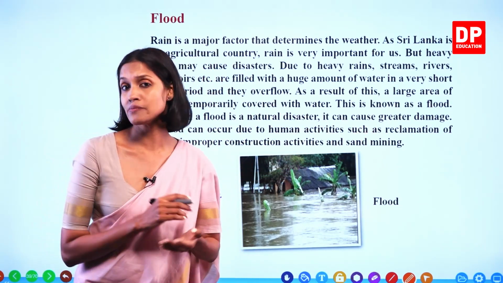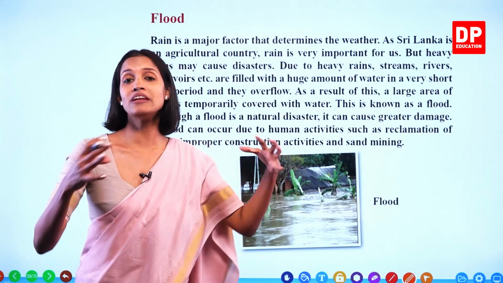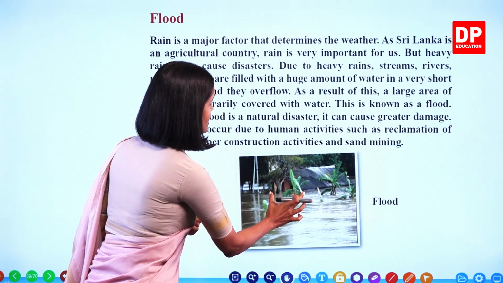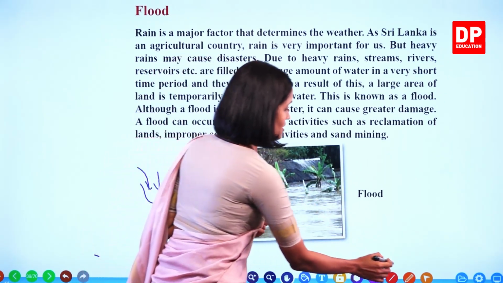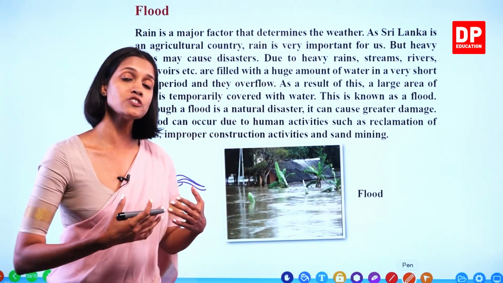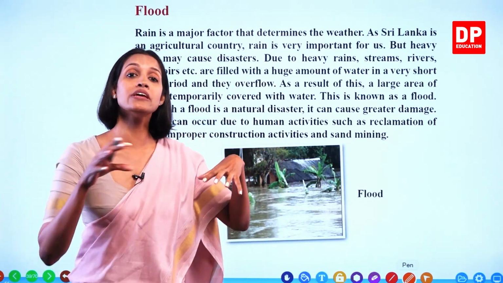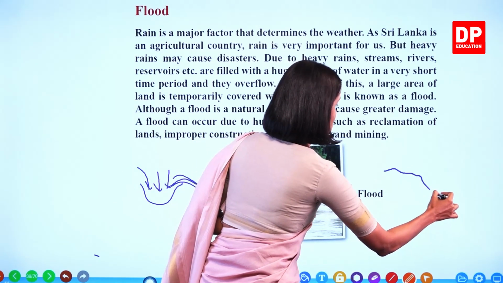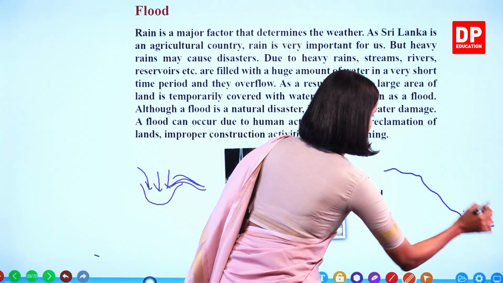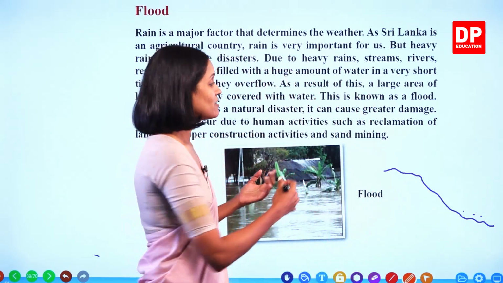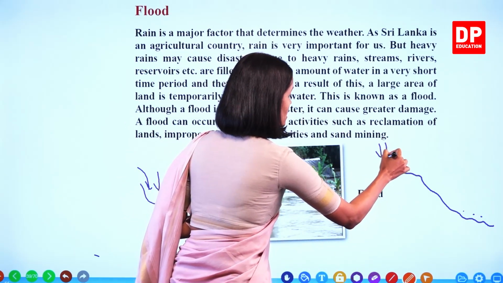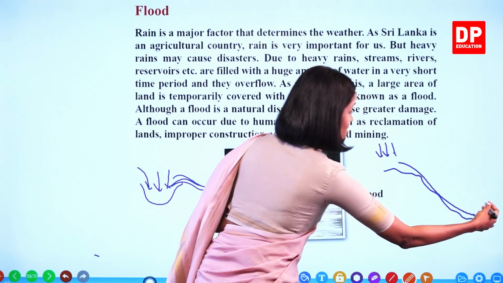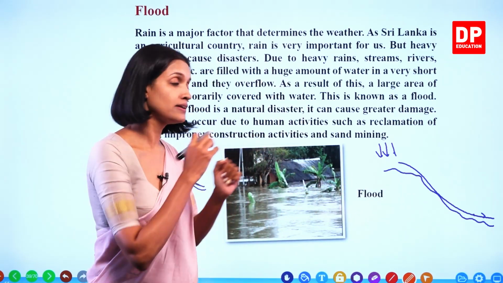What is the meaning of reclamation of lands, children? Refilling the lands. So sometimes, what happens with those lowland areas? People, when they want to make constructions, refill those lowland areas with soil, right? Let's say this is the lowland area, right? So normally when it rains, what happens? This rainwater flows through the lowland areas to the rivers and then finally to the ocean, right?